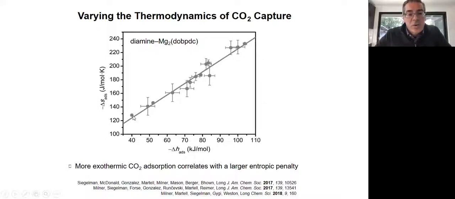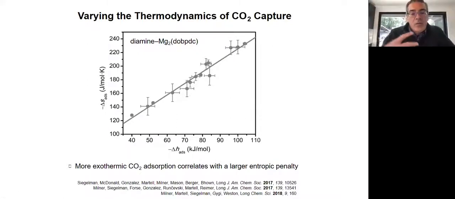And essentially what we're doing here is we're changing the thermodynamics for the material binding CO2. And you can see the delta H for CO2 adsorption here, we can adjust anywhere from minus 40 kilojoules per mole to past minus 100 kilojoules per mole.